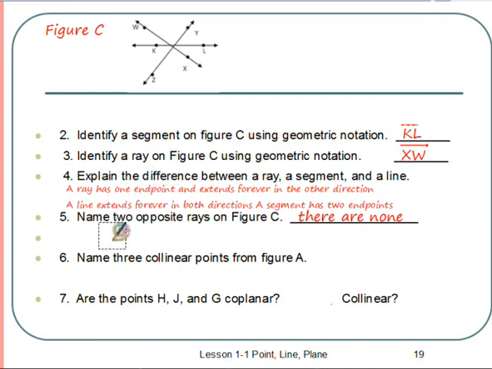Name 3 collinear points from figure A. There were lots of answers here. I chose Q, T, and V, but you might have different answers. Are the points H, J, and G coplanar? Well, any 3 points are coplanar, so that's a yes. Are they collinear? That's a no.